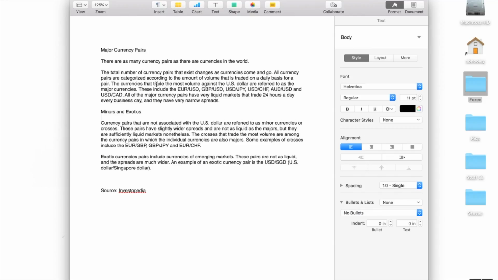All currency pairs are categorized according to the amount of volume that is traded on a daily basis for that pair. The currencies that trade the most volume against the US dollar are referred to as major currencies, because again, the US dollar is the major world currency. These include the EUR/USD, GBP/USD, USD/JPY, USD/CHF, AUD/USD, and the USD/CAD. All of the major currency pairs have very liquid markets that trade 24 hours a day, every business day, and they have very narrow spreads.